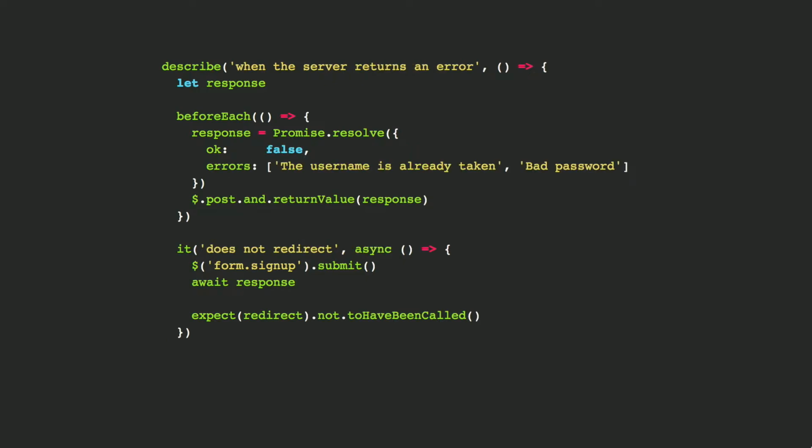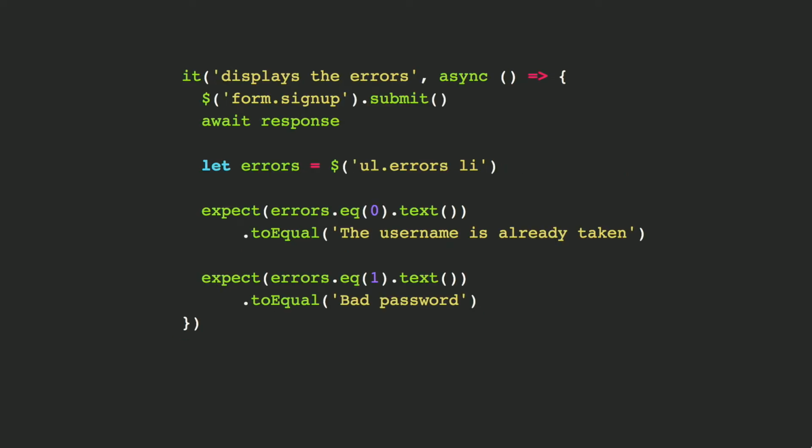When the server returns an error, we don't want to do that. So instead we can write a stub that returns a failed response and check that the redirect function is not called. So it's important to check that these different outcomes of the interaction produce different behavior in the thing that you're testing. If you're testing for something positive, always test that changing a decision produces the opposite outcome. We can also write a test at the end for checking that the errors from the response are displayed on the page.